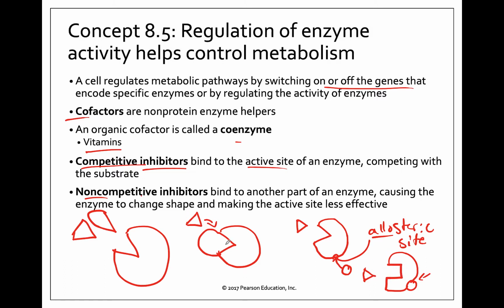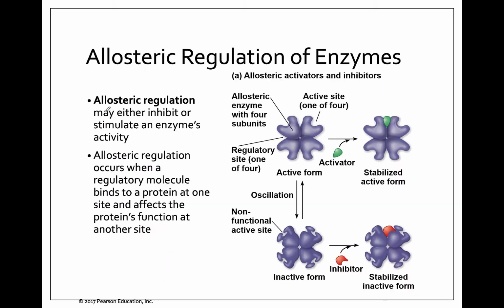So a competitive inhibitor is going to bind the active site. A non-competitive inhibitor is going to bind on some other location that is not the active site, and it makes the active site less efficient, or inefficient. So that would be considered allosteric, which is non-competitive, and you can have allosteric activators and inhibitors. An allosteric inhibitor is going to turn the enzyme off.